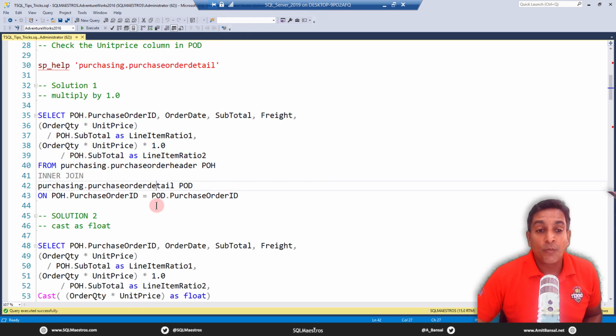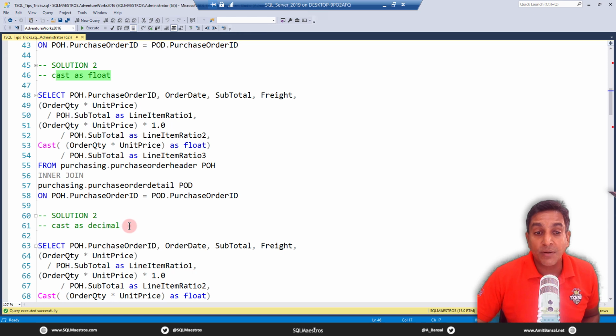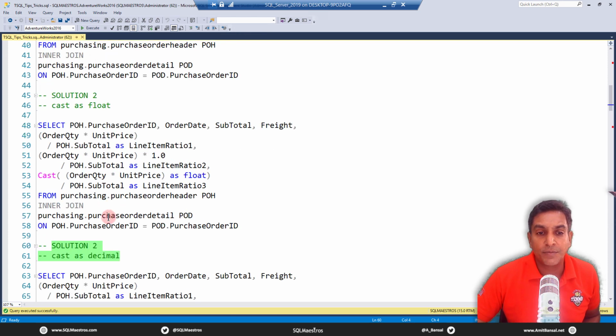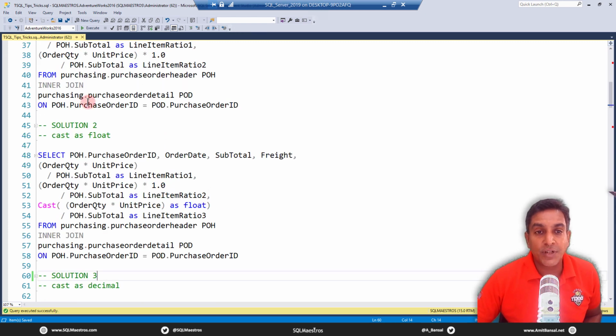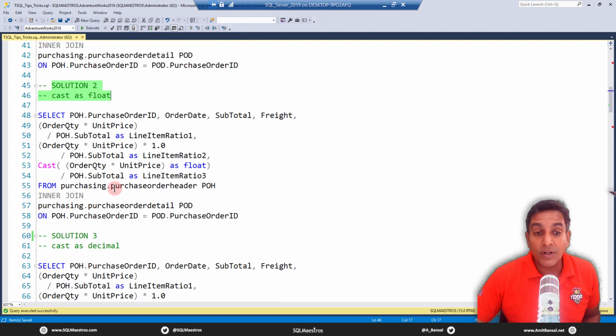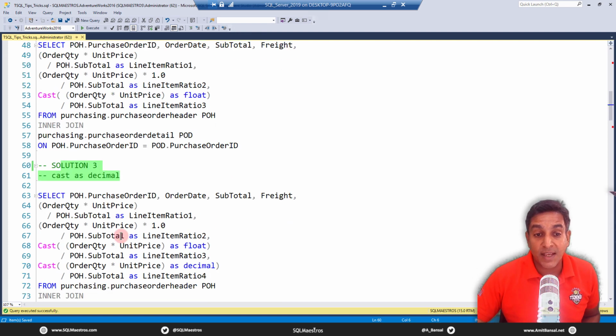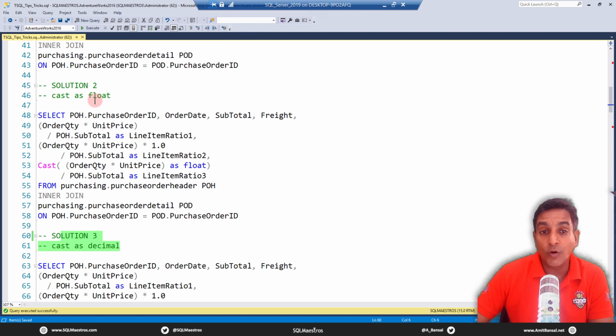All right. What are the other solutions? You have solution number 1, multiply by 1.0, solution number 2, cast as float, and solution number 3 is cast as decimal. So let's look at float now. You have line item ratio 1, which is the default that we were getting.